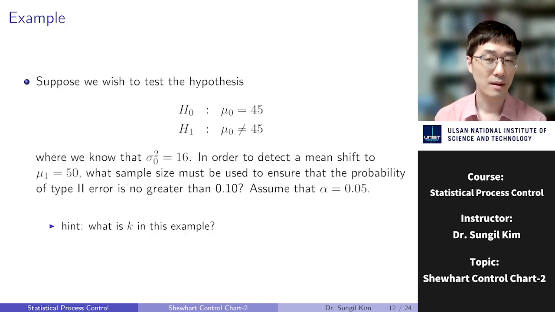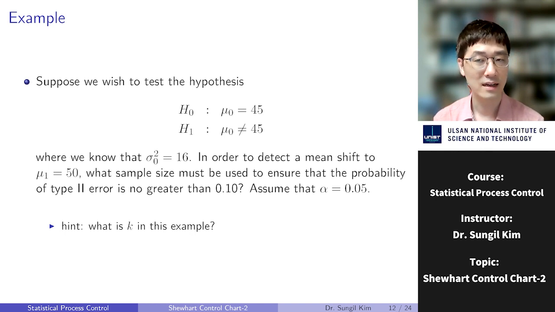This example problem is about how to determine the sample size using the beta function. Suppose we wish to test the hypothesis with null hypothesis saying that mu0 equals 45. Sigma 0 square is known to be 16, and we want to detect a mean shift to mu1 equals 50. And then what sample size must be used to ensure that the probability of type 2 error is no greater than 0.1?